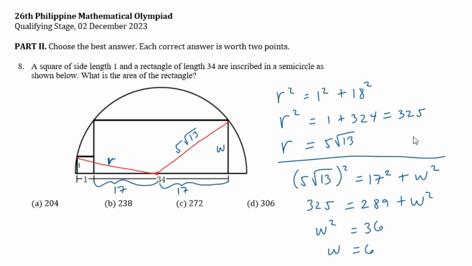Now we can find the area of the rectangle. So the area A of the rectangle is just 34 times 6, which is equal to 204. So the area is 204 square units, and so the answer is answer choice A.